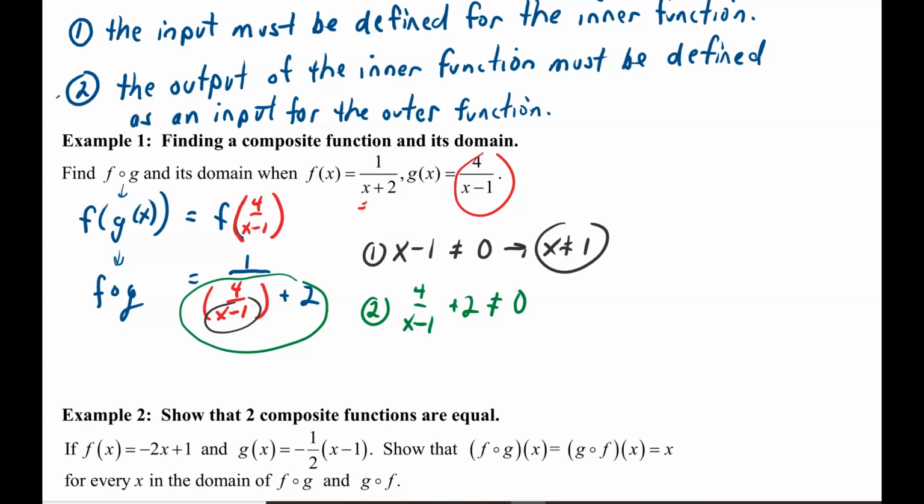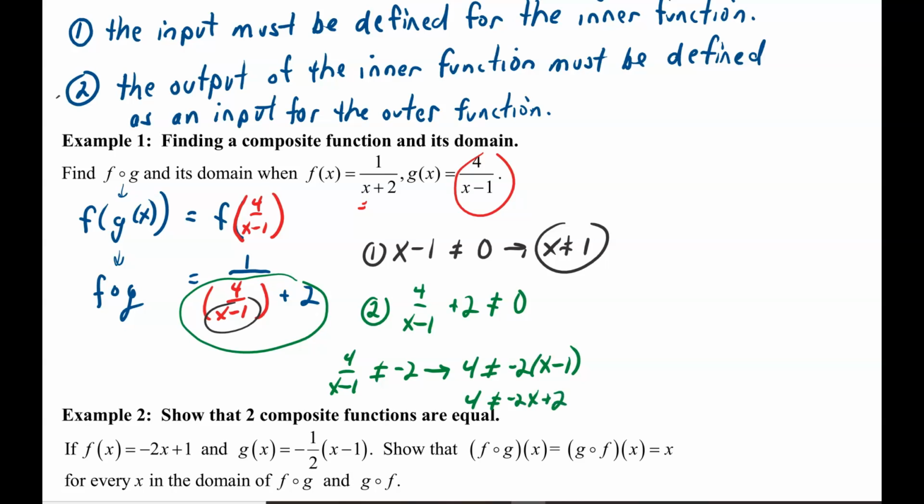That one's pretty simple. This one, we're going to start out by subtracting 2 from both sides, so we know that 4 over x minus 1 cannot equal negative 2. And we're just going to solve this as if it were an equal sign instead of a not equal sign. So it's not that different. So we have 4 cannot equal negative 2 times x minus 1. In other words, 4 cannot equal negative 2x plus 2.